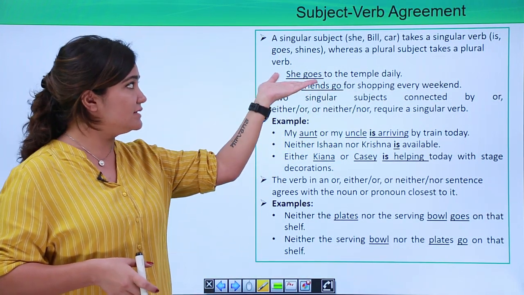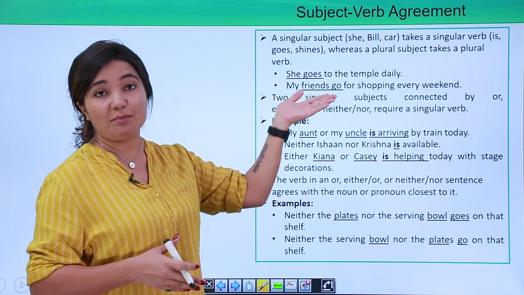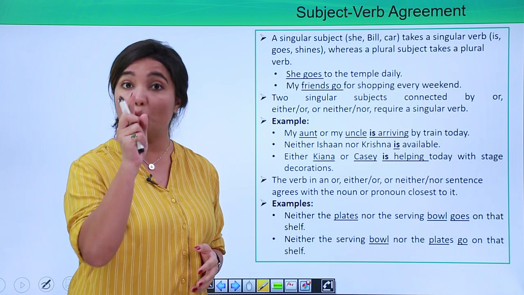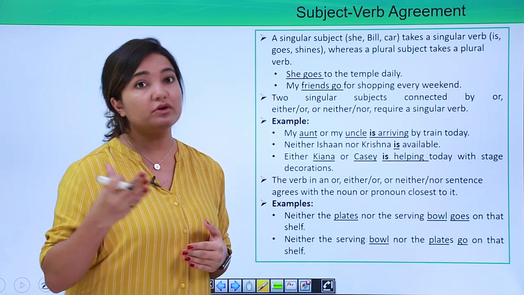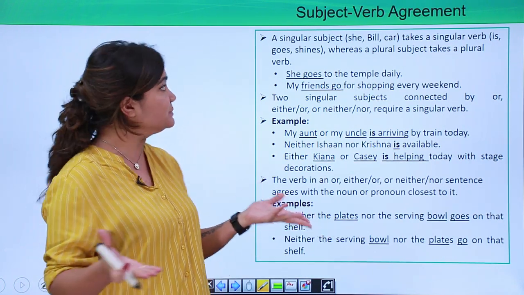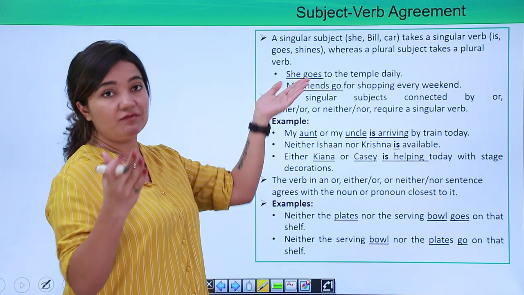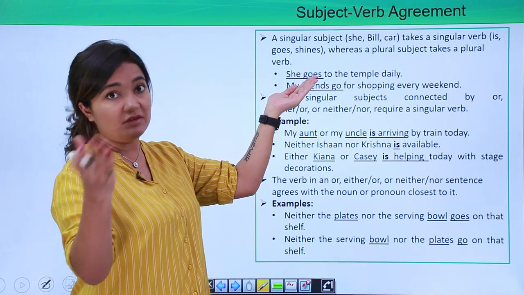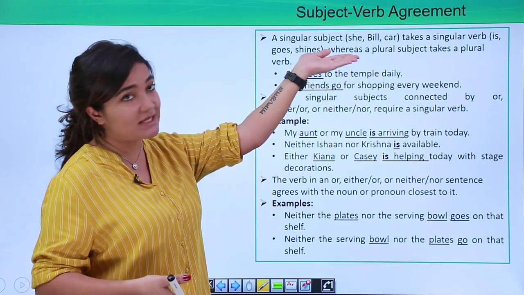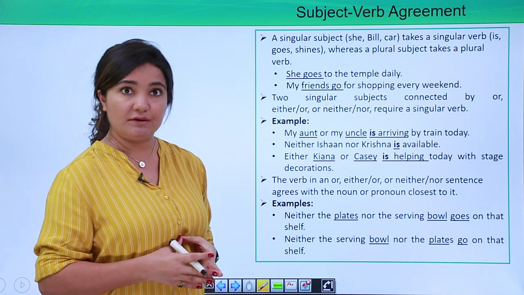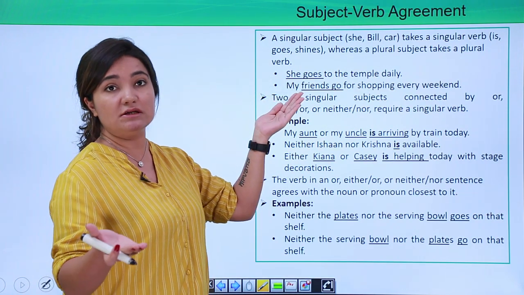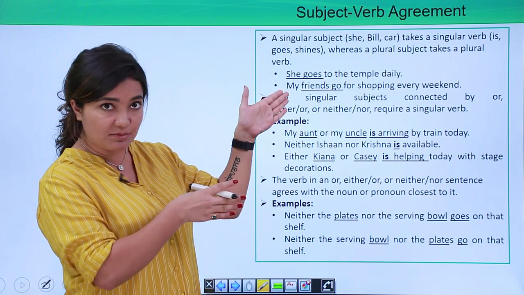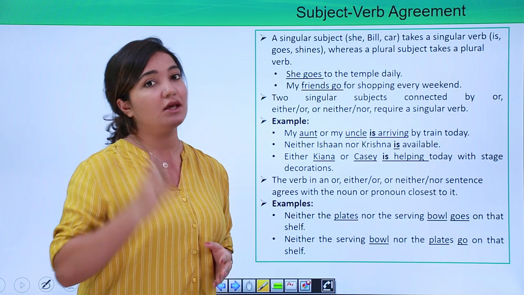Just see the sentence here. She goes to the temple daily. Here, she is a singular subject, right? Because it is denoting one person. It's not denoting a plural form of a noun or a pronoun. Because of which the verb we've used here is goes. We have used goes because goes is an example of a singular verb, correct? If this was a plural subject, we would have used a plural verb here. But right now it is a singular subject, hence we will use a singular verb.